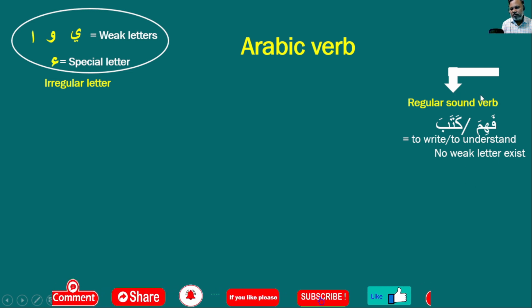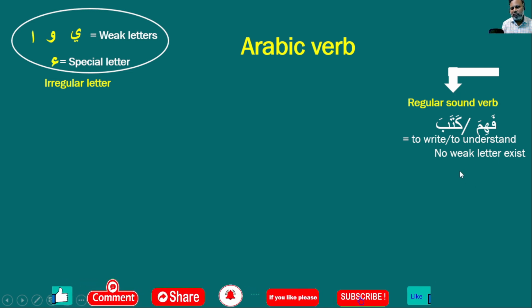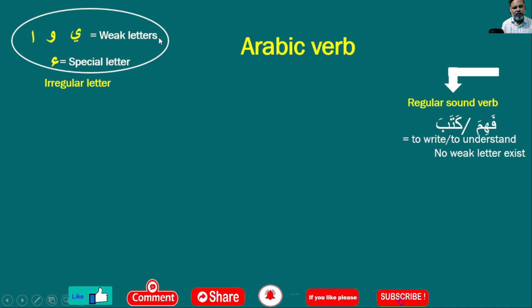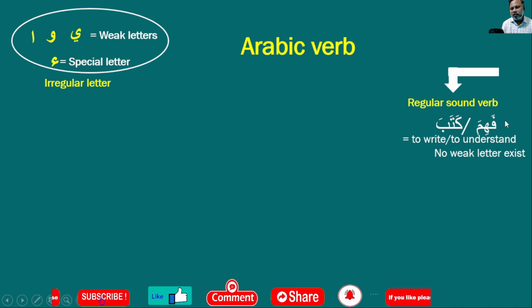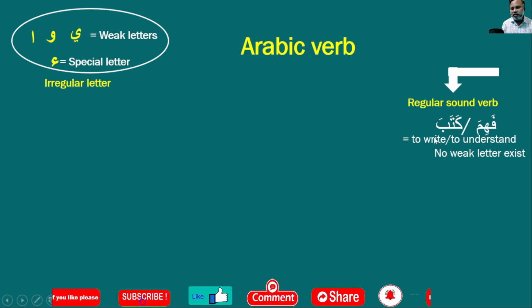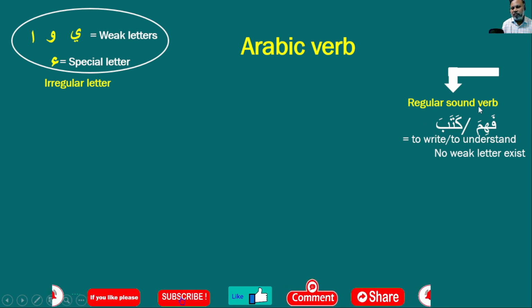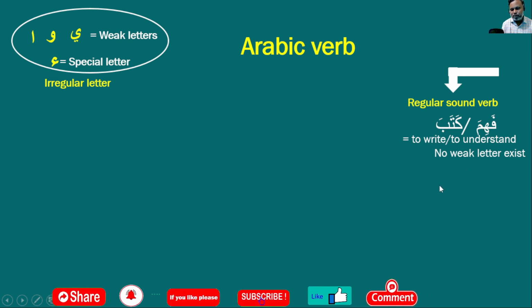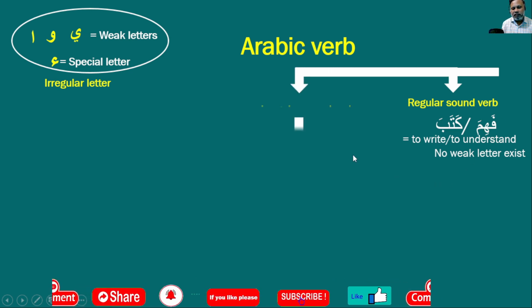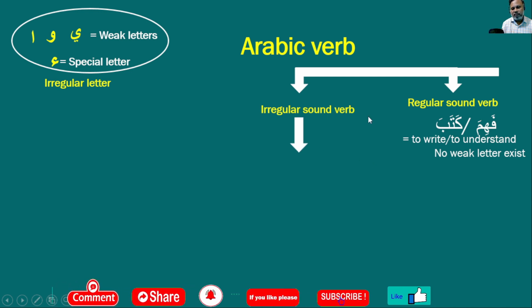The regular sound verb is a verb that doesn't have any weak letter or special letter. Without these four letters, any other three letters make a regular sound verb, like kataba, fahima, etc. And the second category is the irregular sound verb.